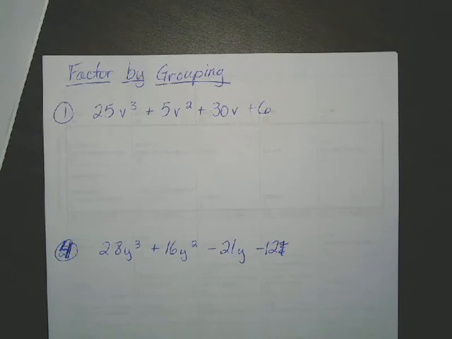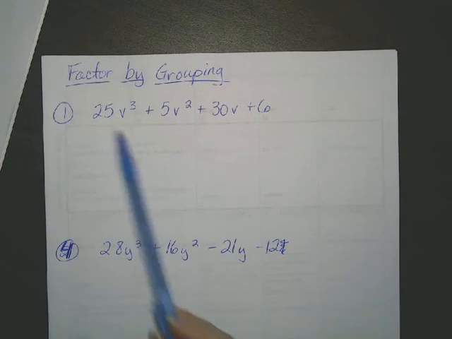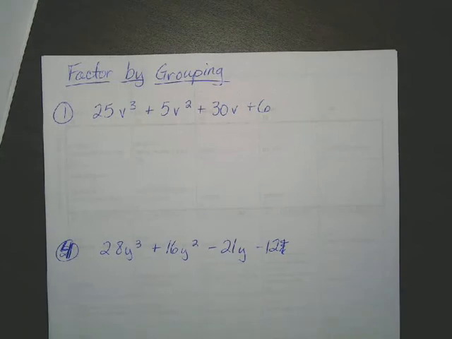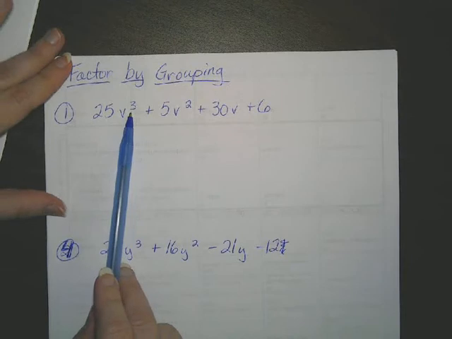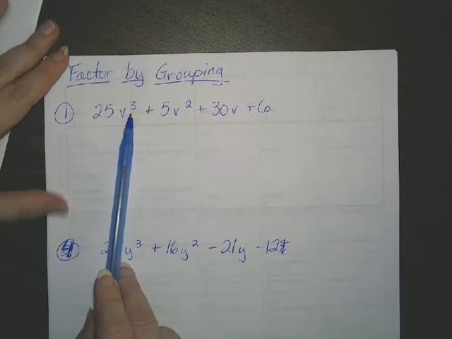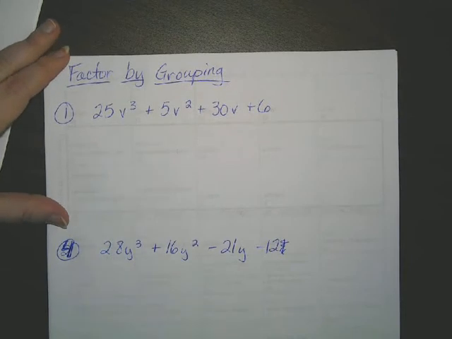Alright, now let's do factor by grouping. Factor by grouping is fun. You do it when you have something bigger than squared. So if you'll notice in our first problem, number 1, under the factor by grouping section, the highest exponent is actually a 3. That gets a little scary, so we are going to group it.